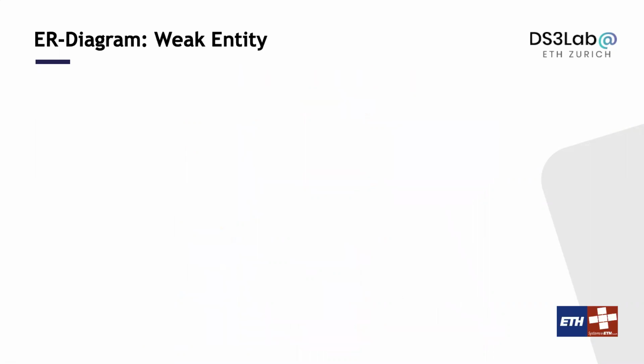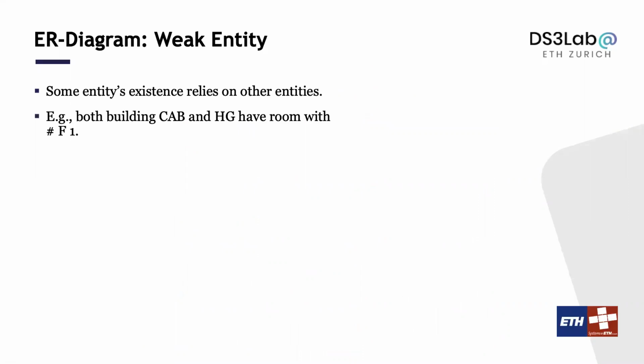Okay, great. So that's all about cardinality. Now let's look at another concept in entity relationship diagrams, and that's called weak entity. In many applications, you will see scenarios like the following. That is, the existence of some entity relies on other entities. So here's one example. Let's say we have two buildings, CAB and the main building.